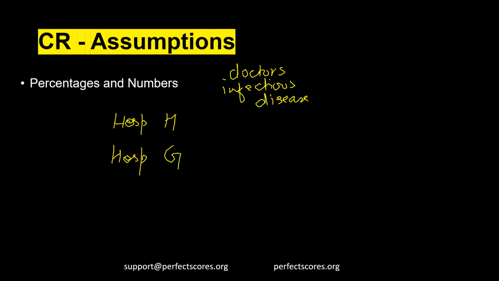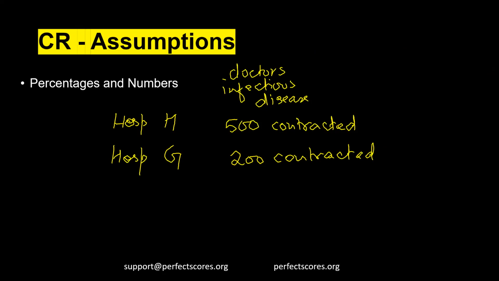So we say in hospital H, about 500 of those doctors actually contracted that same disease which they were treating. And in hospital G, only 200 doctors contracted that disease that they were treating. On the basis of this information, we are concluding that hospital G does a better job in preventing doctors from contracting that disease.